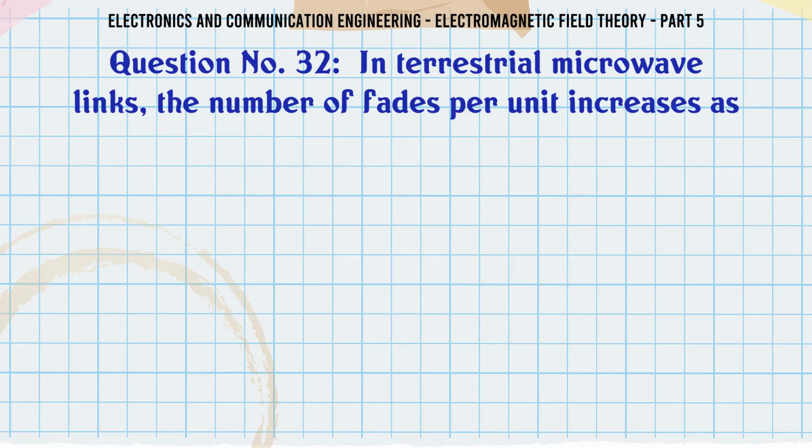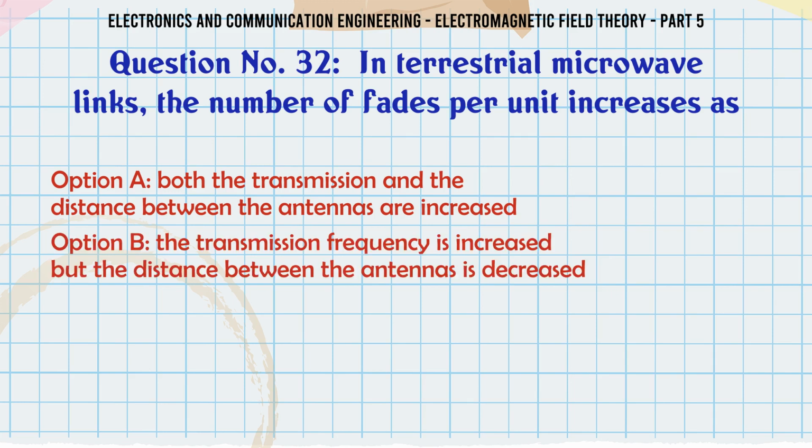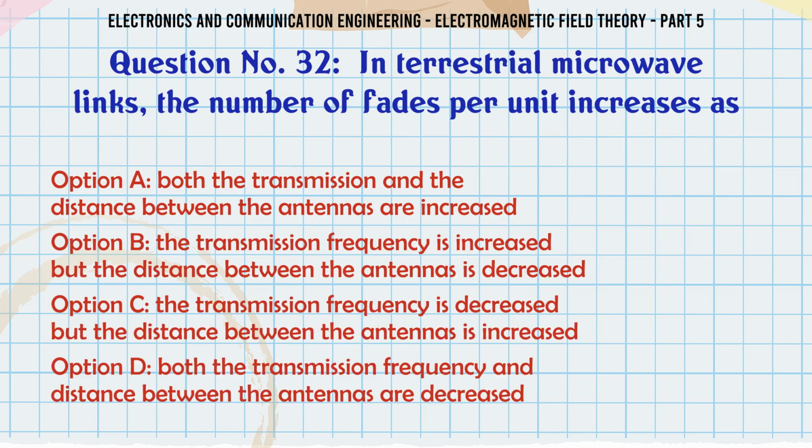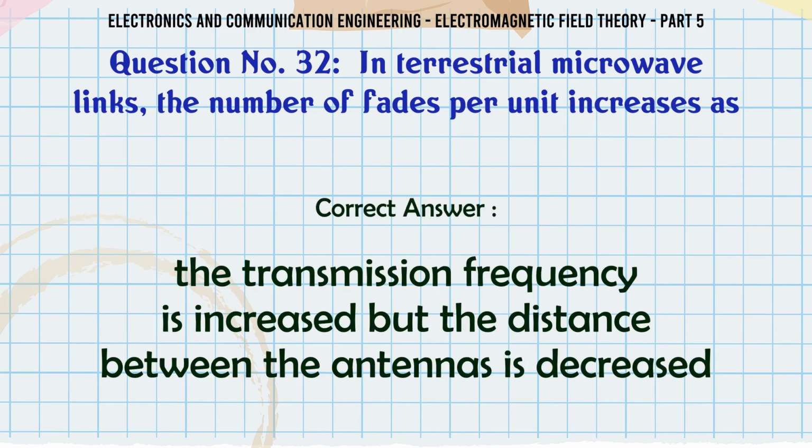In terrestrial microwave links, the number of fades per unit increases as A. Both the transmission frequency and the distance between the antennas are increased, B. The transmission frequency is increased but the distance between the antennas is decreased, C. The transmission frequency is decreased but the distance between the antennas is increased, D. Both the transmission frequency and distance between the antennas are decreased. The correct answer is the transmission frequency is increased but the distance between the antennas is decreased.